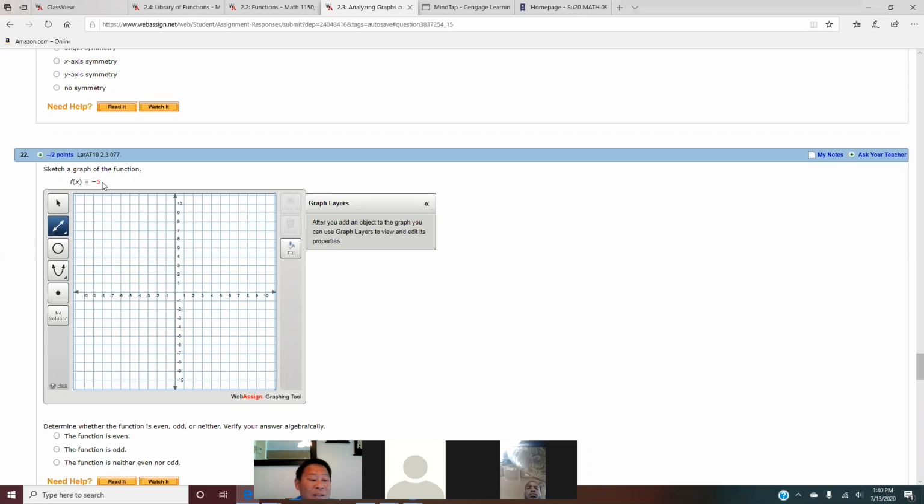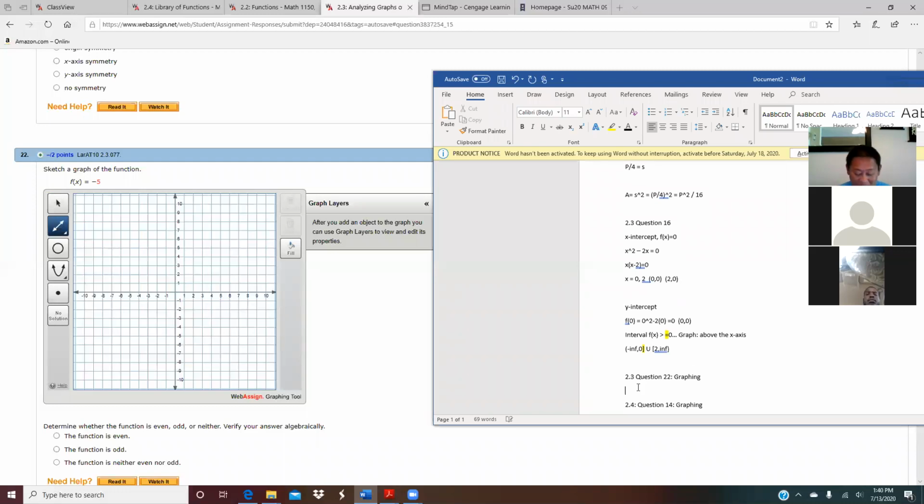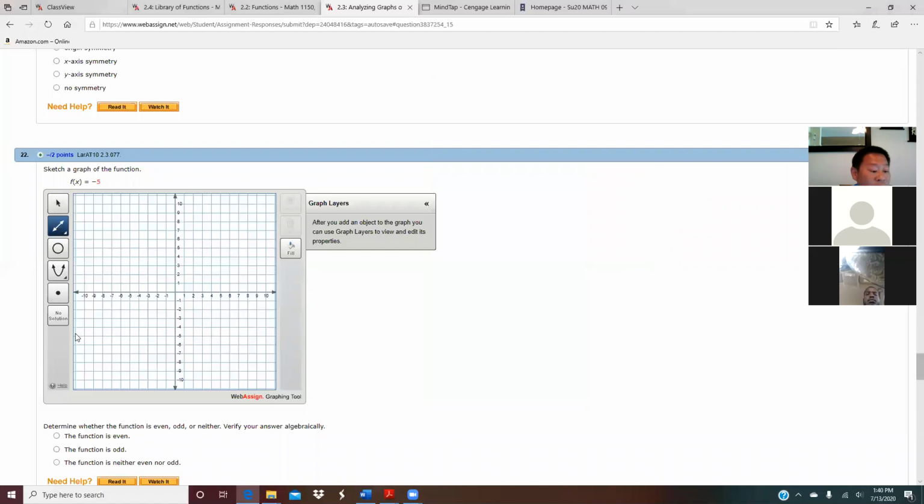Now this equation is f of x equals -5. As you guys know, f of x equals -5 is the same thing as y equals -5. And y equals -5 is a horizontal line that crosses at -5. So how do we do this? It will be just this line. This is the line that you have to draw.